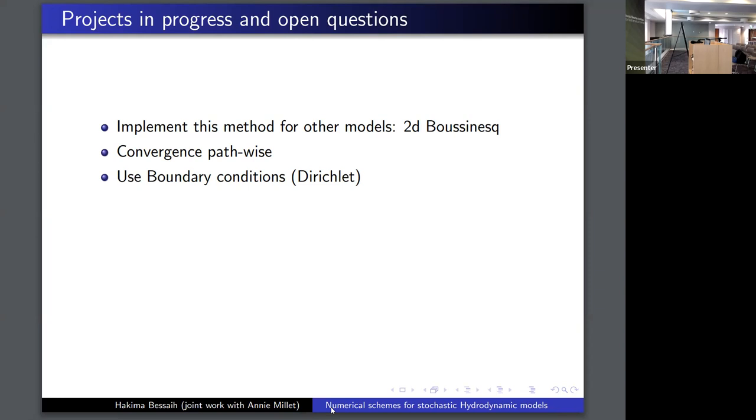Probabilistic pathwise is something that I don't know actually how to do when you have Dirichlet boundary conditions. Nobody did it. We are thinking about it now because these problems, not just the Dirichlet boundary conditions, are really important. So in progress, we are thinking about it. And we are thinking about the Euler equation. Instead of taking the viscosity to be strictly positive, we take the viscosity to be equal to zero.